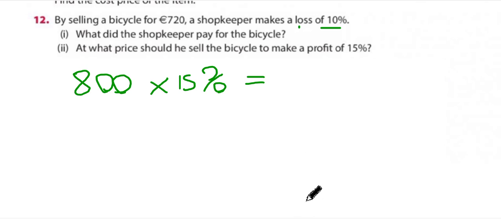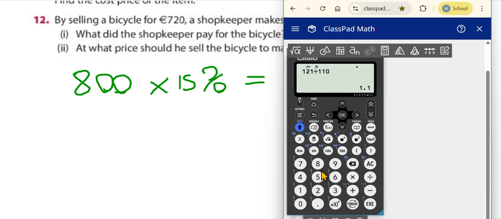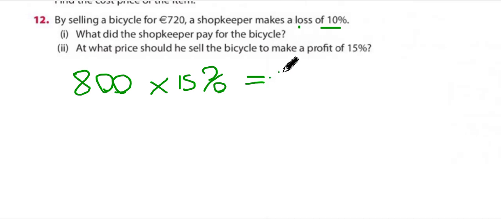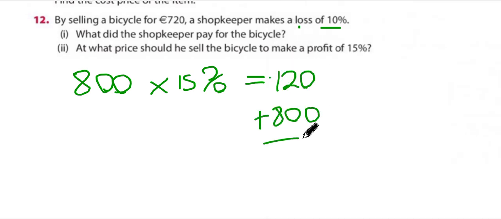Did you do that in your head? Don't use a calculator. So yeah, I'm just going to multiply. I'm just going to trust my calculator here. Do you have one? Do you use it? 120. And then get that 120 and add it to 800. Yes, sir. Yeah. 920. Grand.